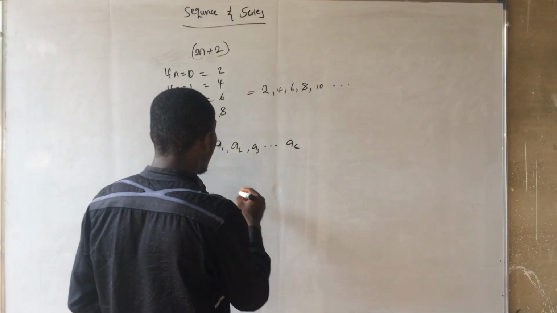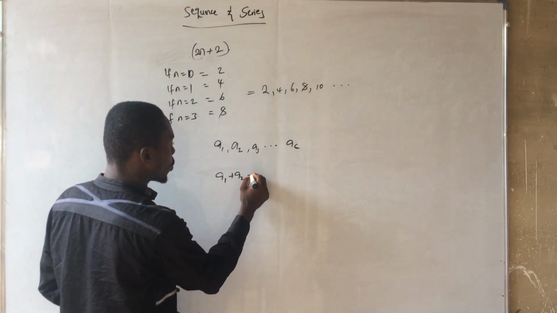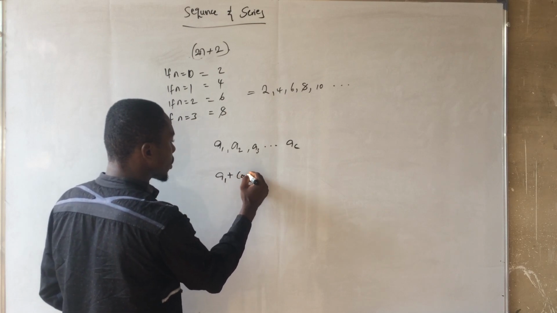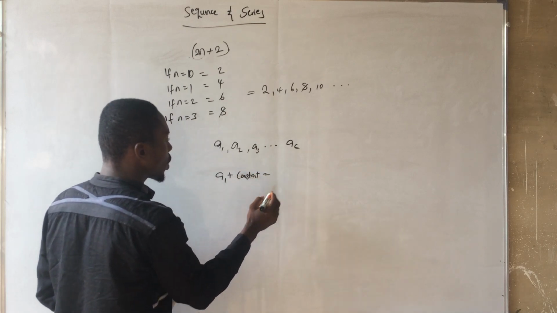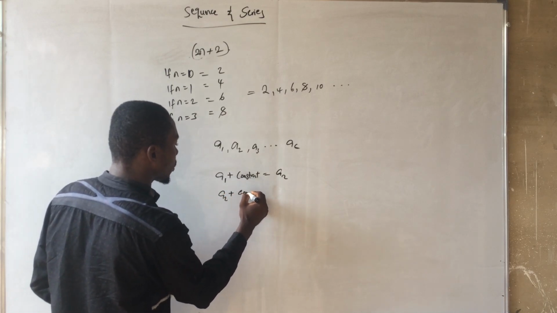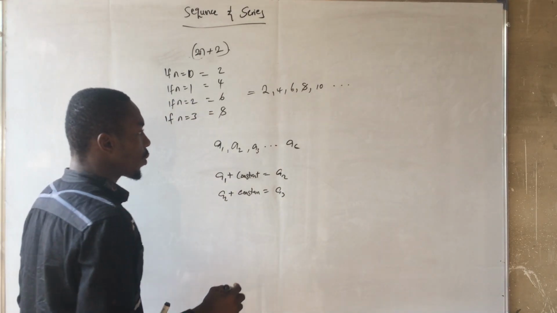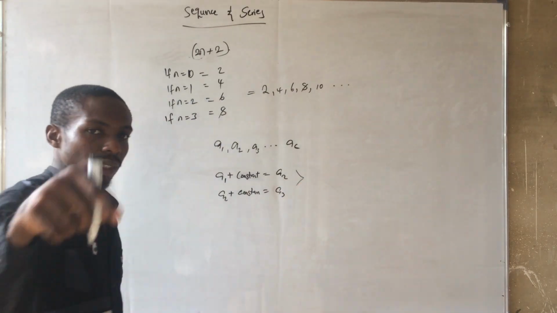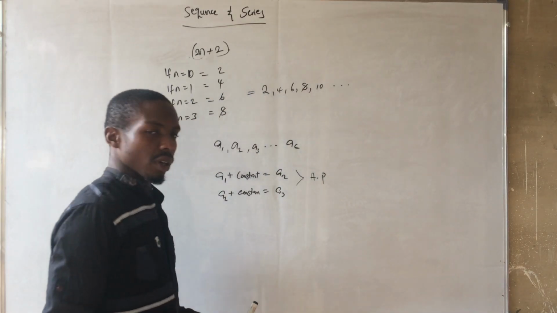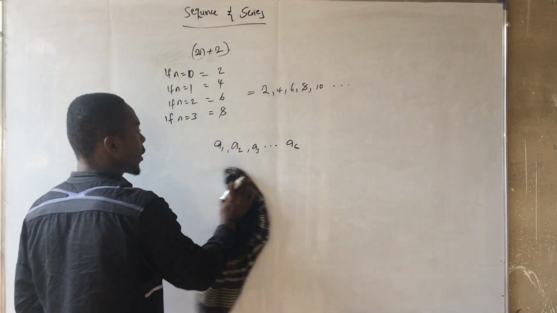common difference, that when you do A1 plus the constant, it will give you A2. You now do A2 plus constant, it gives you A3. When you do this, know that that sequence that you are in is what they call arithmetic progression. Let me explain it again.